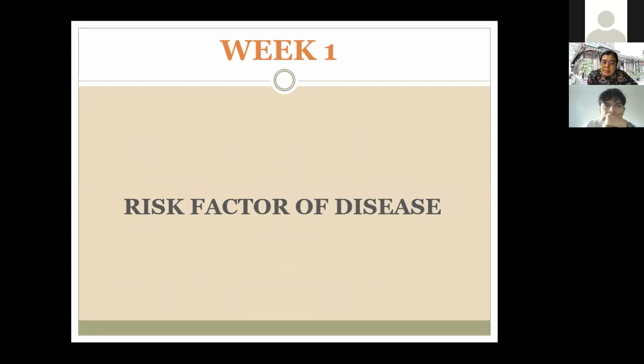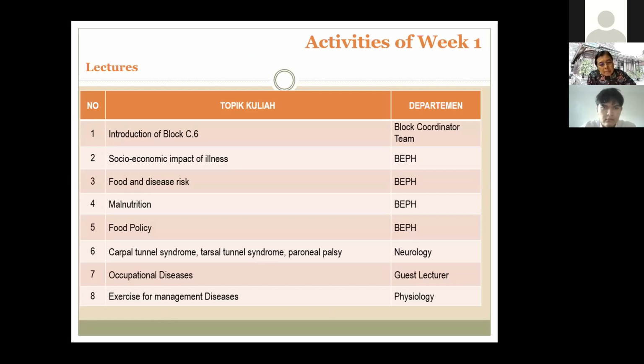Here, the risk factors of disease. In the first week, we have actually 5 days, from Monday to Friday, but tomorrow is a holiday for our Indonesian Lahirnya Pancasila. Come back. We have 8 meetings. The first is the introduction in the morning here. The second, socioeconomic impact of illness and food and disease risk in the morning with a webinar. Socioeconomic impact of illnesses with Professor Diayi Mandari from public health, food and disease risk with me from public health. The next, malnutrition, food policy, carpal tunnel syndrome, and cerebral palsy.